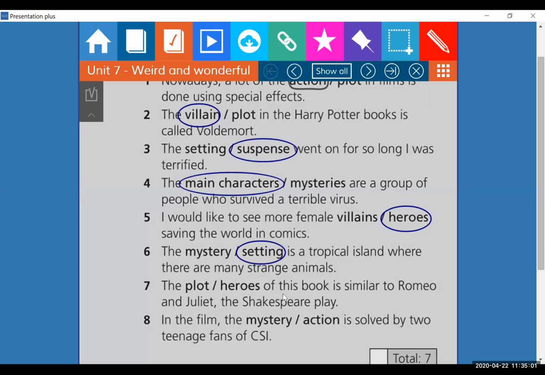The plot or heroes of this book is similar to Romeo and Juliet, the Shakespeare play. Yes, Mohammed Ismail. Congrats. And the last one: in the film, the mystery or action is solved by two teenage fans of CSI. You know what was mystery? Can you explain in the chat box what was mystery? There's no answer, no explanation.